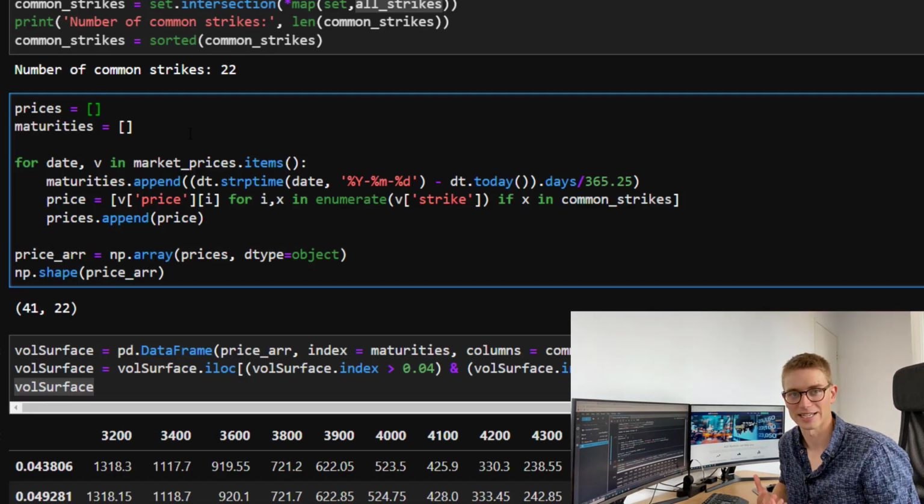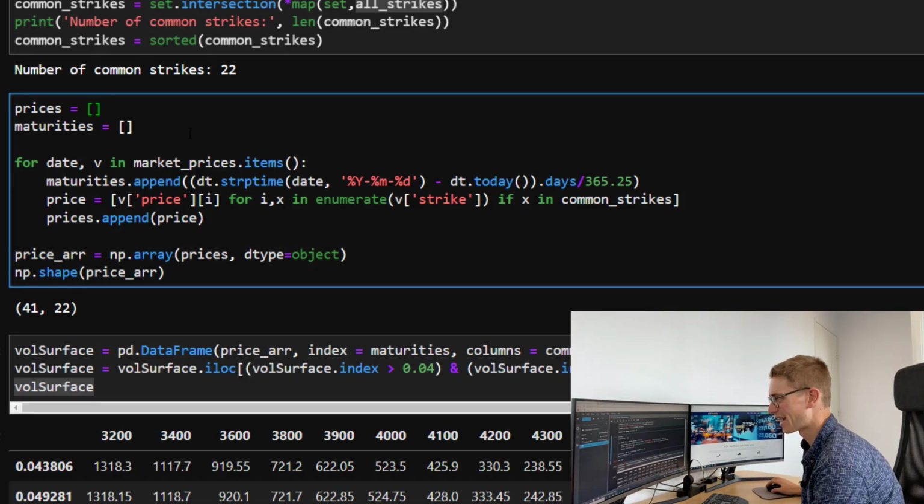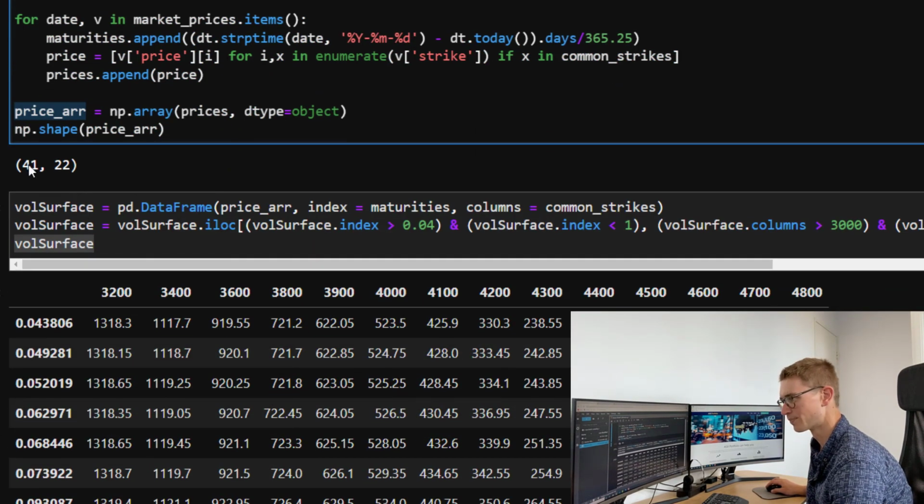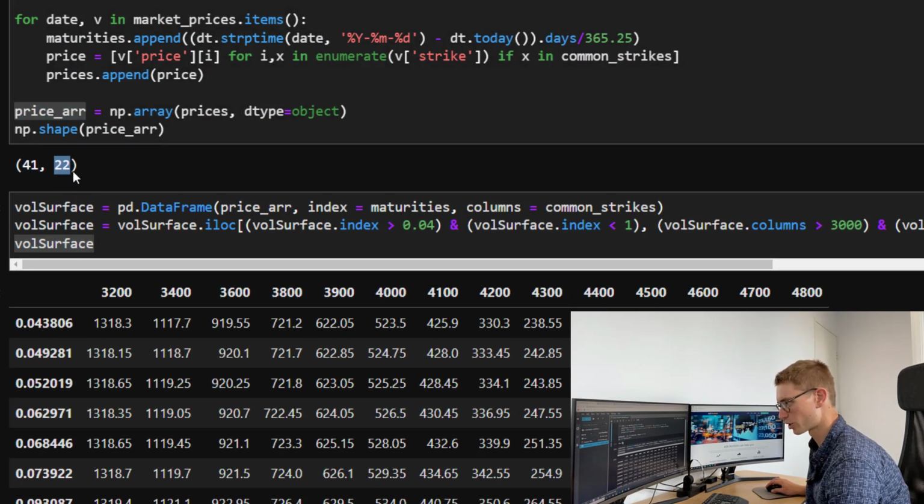Once I've done that, I can set up a price and maturities list, and then I can work through all these market prices in my dictionary and calculate the maturities in terms of years, and then I can calculate the price from all the strike prices if they're in that common strike list. Once I've got my price array, I work out that I've got 41 by 22, so 22 strikes and 41 maturities.